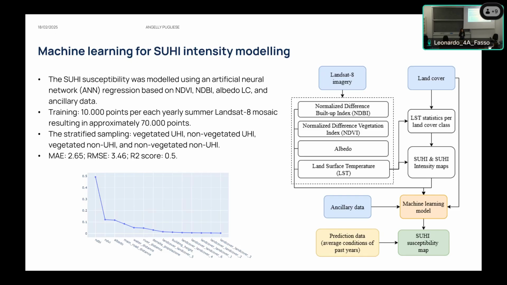So I decided to independently model the intensity of the surface urban heat island based on the NDVI, albedo, and the ancillary data, excluding the land surface temperature. The setup was mostly the same. I had the same 10,000 points. I still had some information on the urban heat island to make the sampling, then I didn't provide it to the model. And at the end, I obtained a mean absolute error of 2.65 Kelvin.